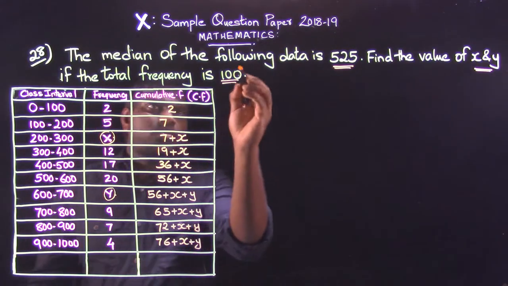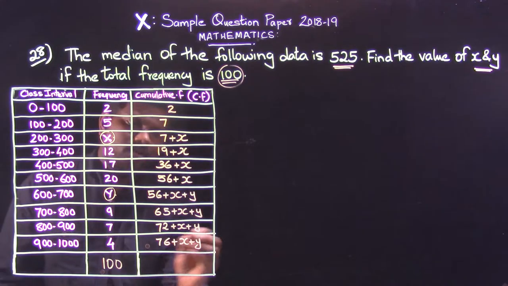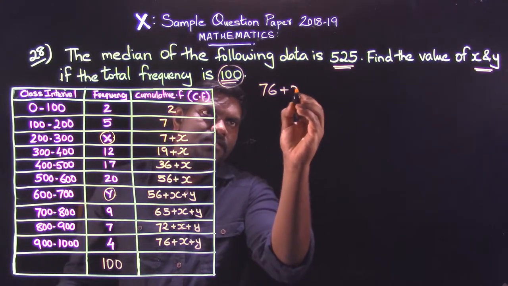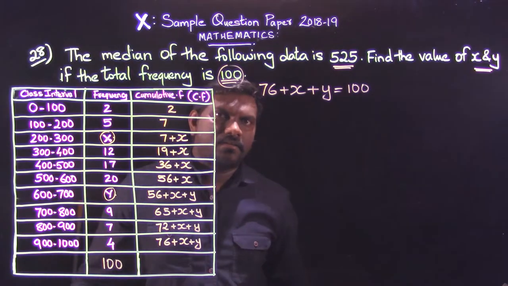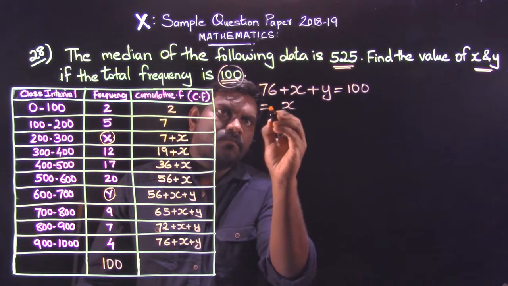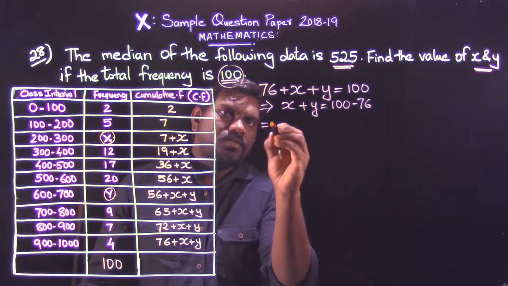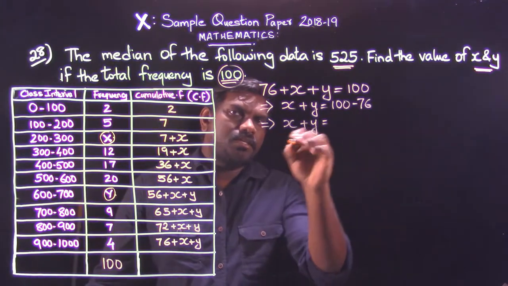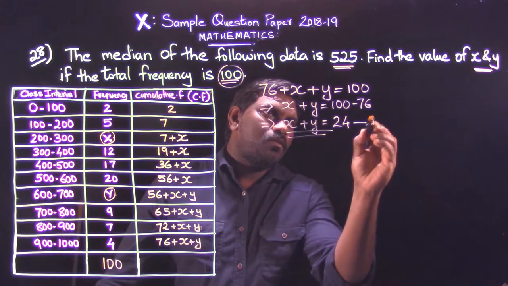Fine. And it's been told that the total frequency is 100. That means when you total up all the frequencies, it is going to be 100. That means over here also, when you add up all these things, it's going to be the same 100. So I can write an equation from here: 76 plus x plus y is equal to 100. From here, x plus y is equal to 100 minus 76, which gives me x plus y is equal to 24. So this is one equation that I am going to keep.